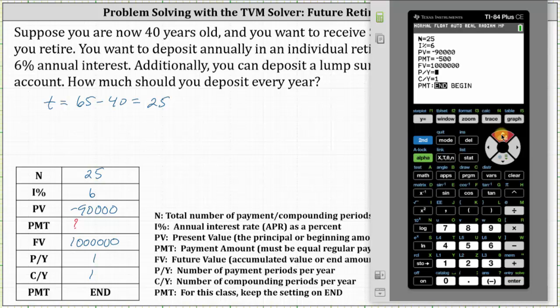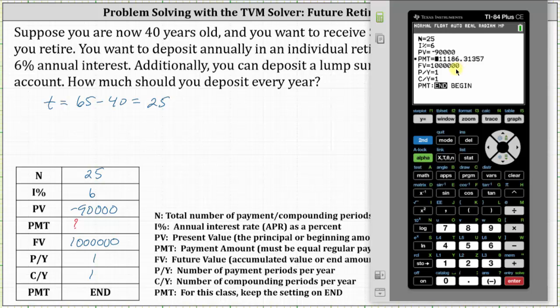Now we go back up to PMT. So with the cursor blinking on PMT, we press alpha enter to solve for the payment. And notice how it's negative because you must pay $11,186 and approximately 31 cents each year to accumulate the $1 million at age 65.